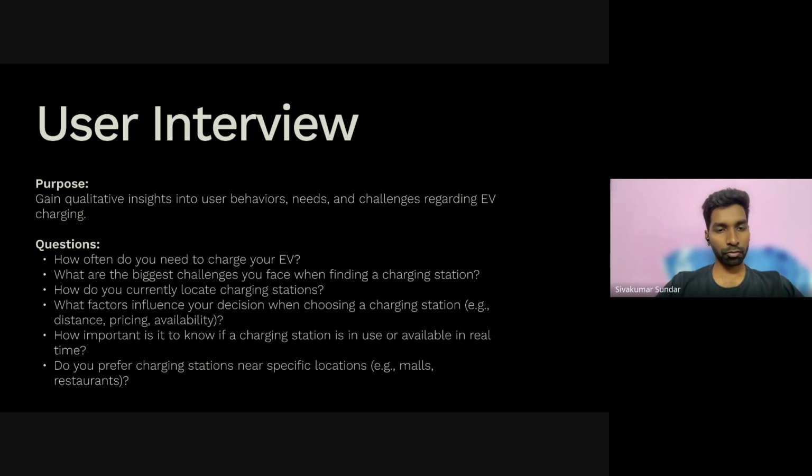So, for example, how often do you need to charge your EV? This will give me an idea. Now I go ask the same question to three different user groups. Say I'm asking students how often they charge their EV. They'll say, we'll also go one by one, right? I already have the answers for all of this.